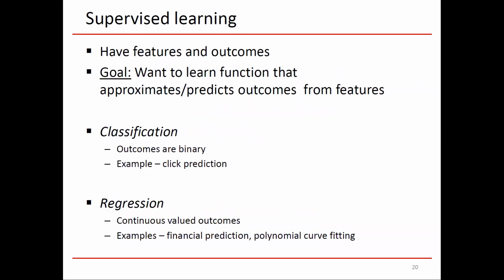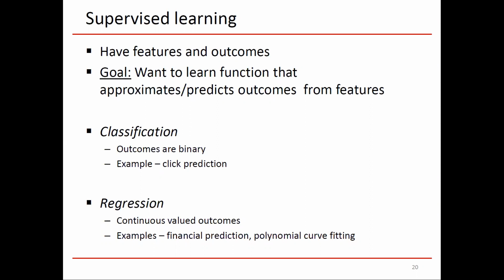The next topic is supervised learning, and we have features and outcomes. And in supervised learning, we want to learn a function that approximates or predicts the outcomes from the features. One style of supervised learning is classification. We have binary outcomes, for example, click prediction, and we want to be able to predict the binary outcome from the features. Another type of supervised learning is regression. We have continuous valued outcomes. For example, not whether you clicked or not, but how much did you purchase?